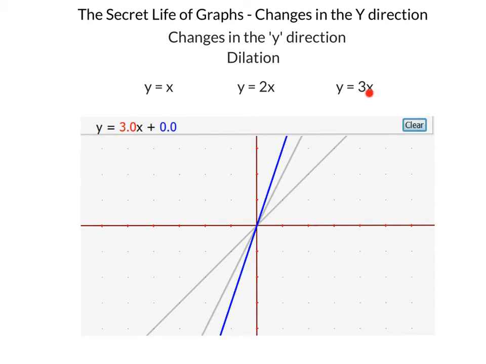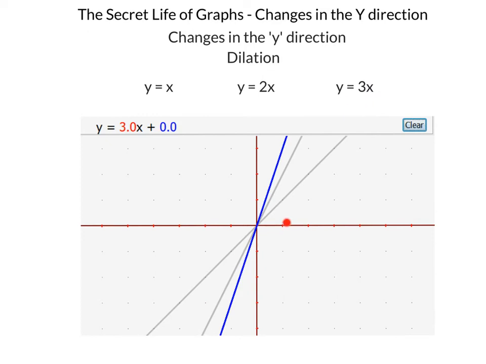The number that's multiplied makes it look like the graph is rotating around like this. But what really is happening is the answer that we get for x is being multiplied by 3. It's stretching the numbers this way. It's making them 2 times bigger for this graph and 3 times bigger for this graph.